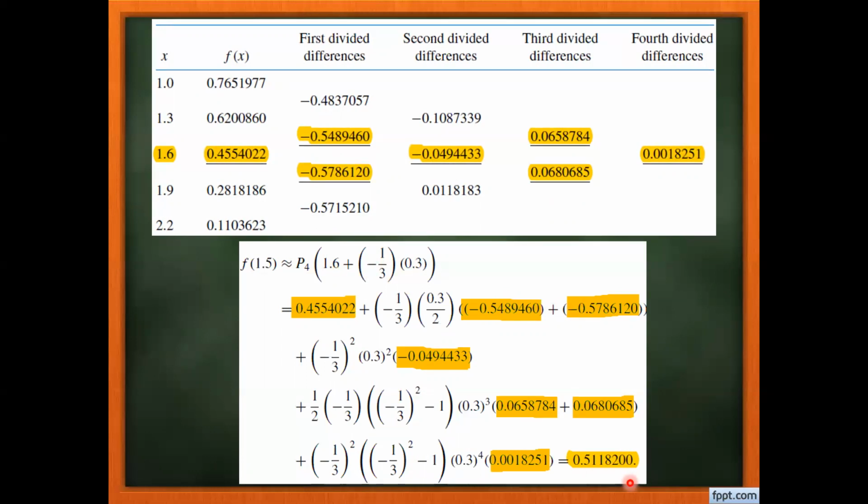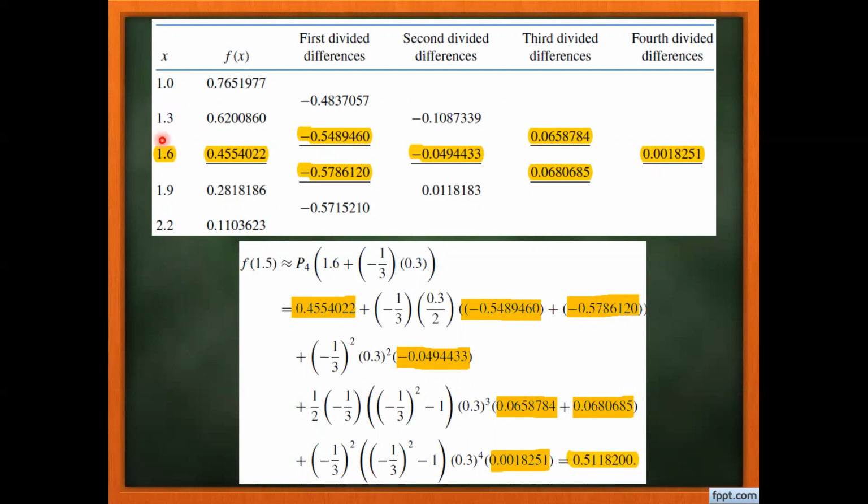Now, I know that you have a question in your mind: what will you do in the case if I omit 2.2 here? If there is no 2.2 here, there is a challenge to find the middle node. As per Stirling's formula, I am going to choose 1.6 as the middle one, as x naught, and this will be x1. This will be x minus 1 and x minus 2.